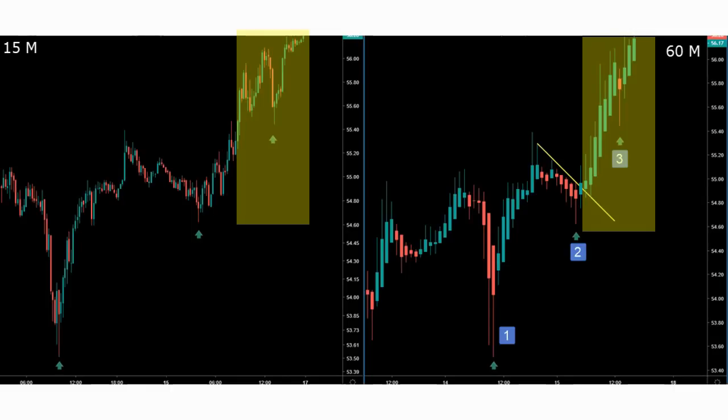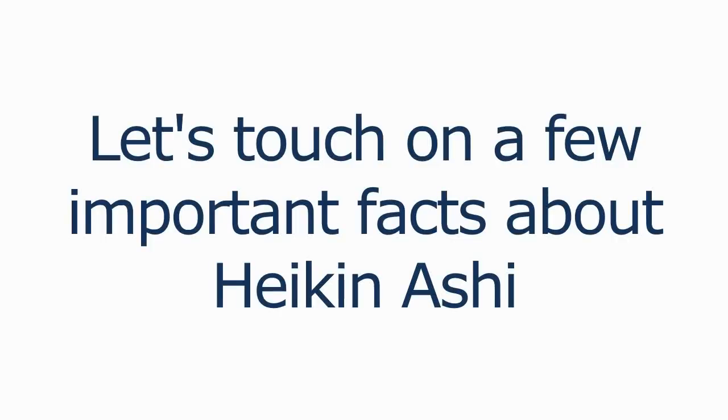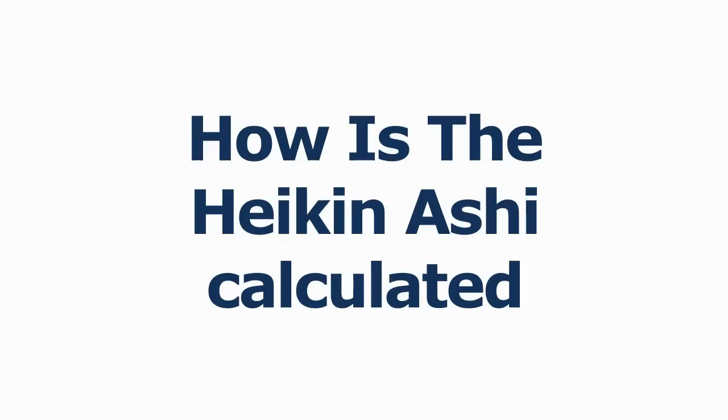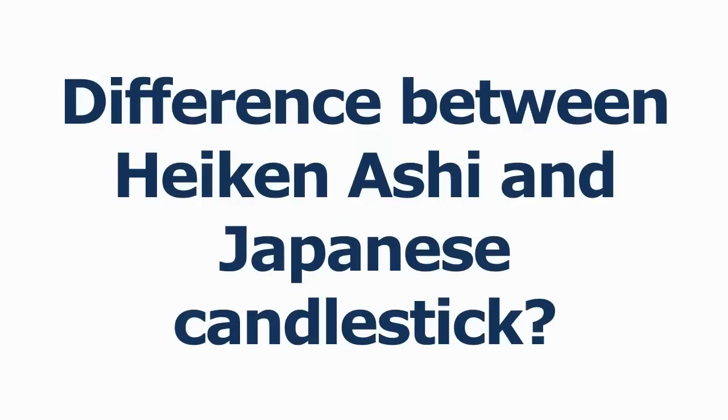So let's just touch on a few important facts about Heiken Ashi. How is it calculated? Well, it's a calculation. It takes into account values from the previous day and uses an averaging formula to plot today's candle. What's the difference between a Japanese candlestick and the Heiken Ashi? Well, the Japanese candlestick plots actual price values, while the Heiken Ashi uses averages and smooths out price action.